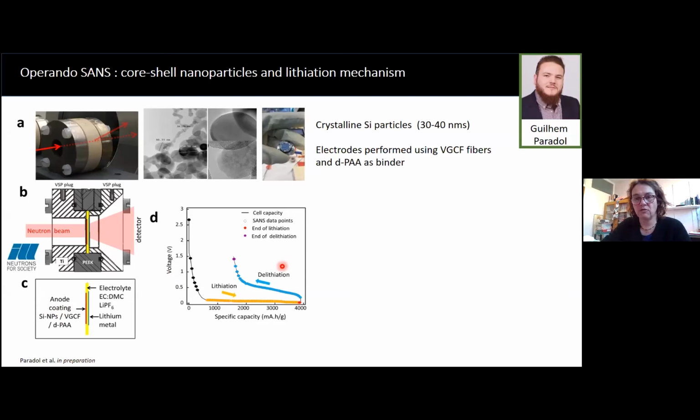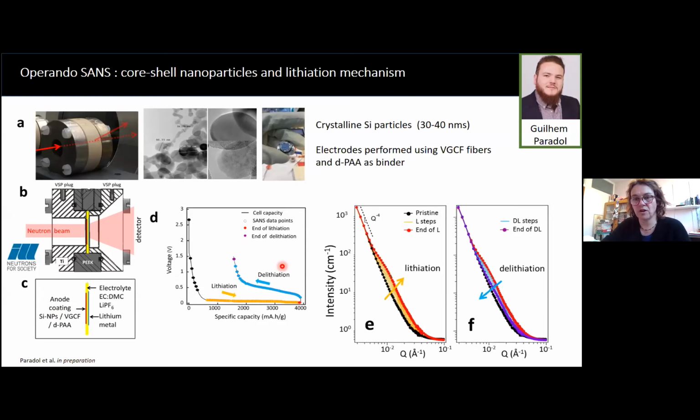And you get the real-time SANS data, which are intensities versus momentum transfer. So you see on the first graph, we're starting from the black curve that is a pristine state, and under lithiation, there is an extra intensity that is developing until the red data.